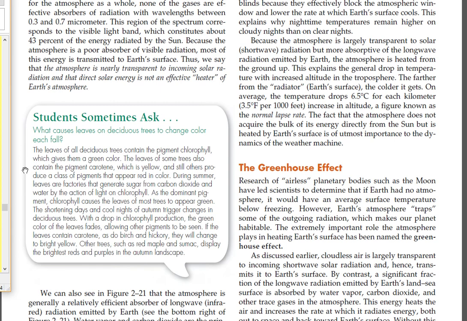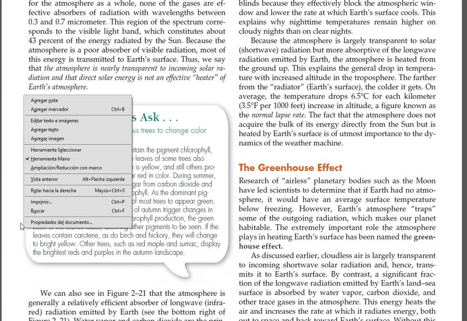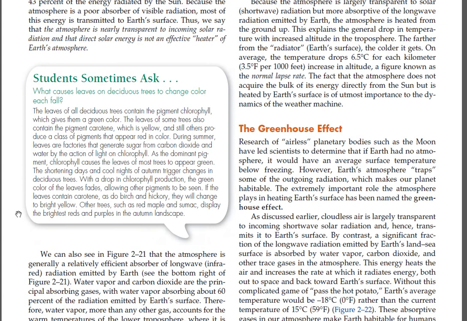The shortening days and cool nights of autumn trigger changes in deciduous trees. With a drop in chlorophyll production, the green color of the leaves fades, allowing other pigments to be seen. If the leaves contain carotene, as do birch and hickory, they will change to bright yellow. Other trees, such as red maple and sumac, display the brightest reds and purples in the autumn landscape.